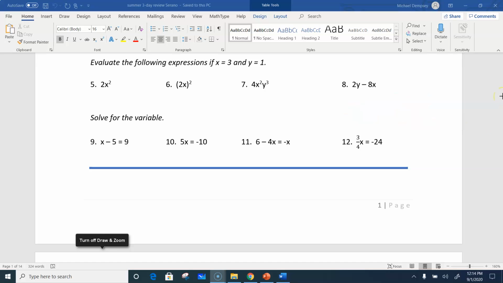Okay, so here we have a series of one-step equations. So really, you're going to do one thing. You're going to either add or subtract, multiply or divide. Actually, number 11 has 2 steps to it.